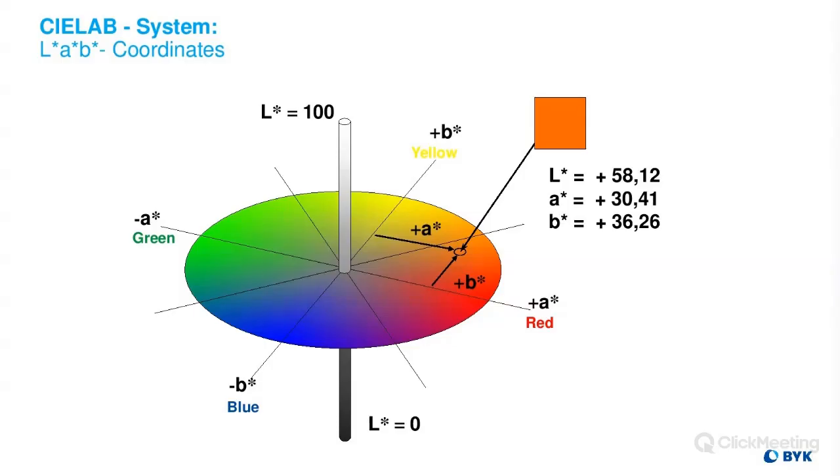I believe we have an example. Yes, so here we have a color with an L value of 58, so kind of a medium light color. The A value is positive 30.41. So that's a good amount of red. And it also has a B value of positive 36.26. So it's a good amount of yellow also. So we have a medium light color with lots of red and lots of yellow. So this would be a fairly chromatic orange color.